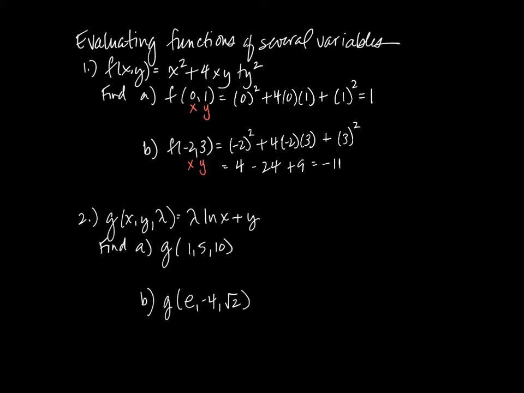So in this function, we had two inputs. The first time it was 0 and 1, and we got out the output of 1, and the next time the input was negative 2 and 3, we got an output of negative 11.